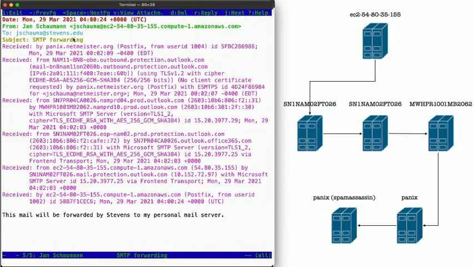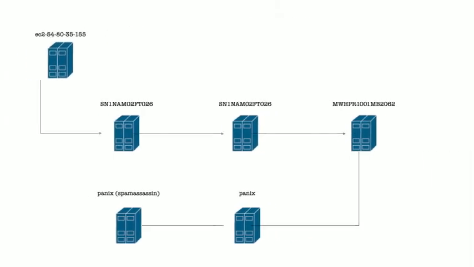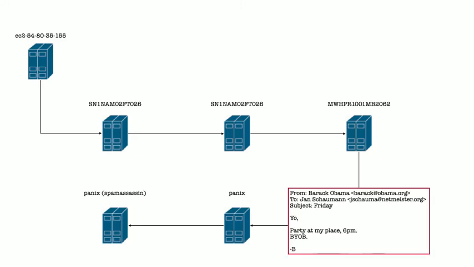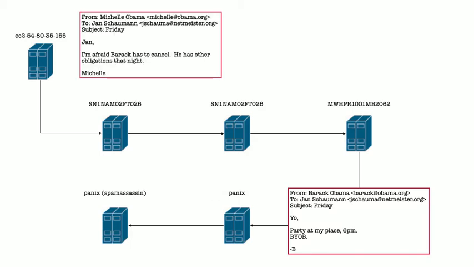But if we look at this path, how would we know that the email that entered the system is indeed the one that was delivered in the end? That is, how do I know that the party invitation from my good friend Barack over here is actually authentic? It could have been the case that in fact it was Michelle who wanted none of Barack's nonsense this weekend, but Barack hacked into the intermediate mail service and changed the mail.